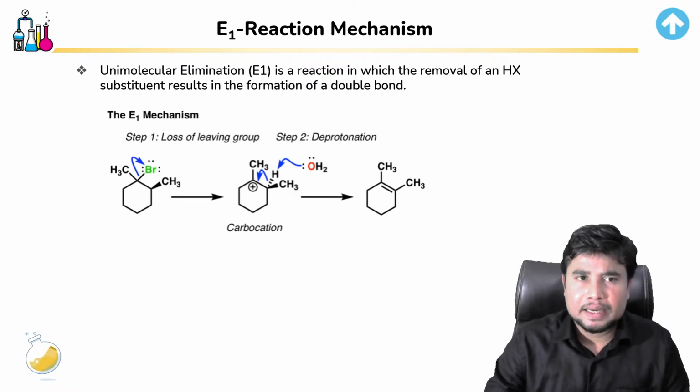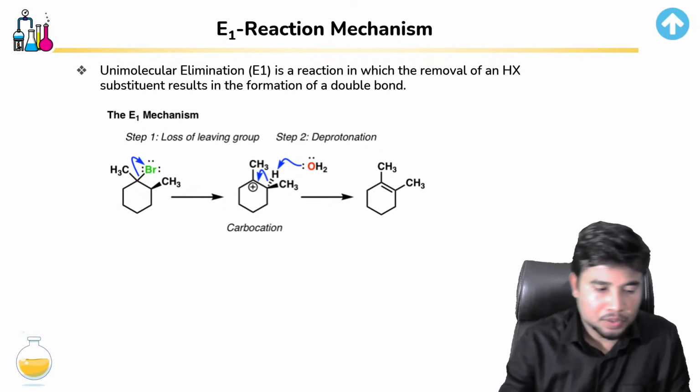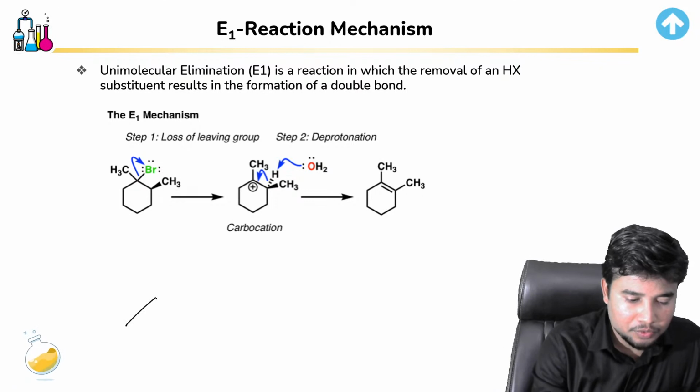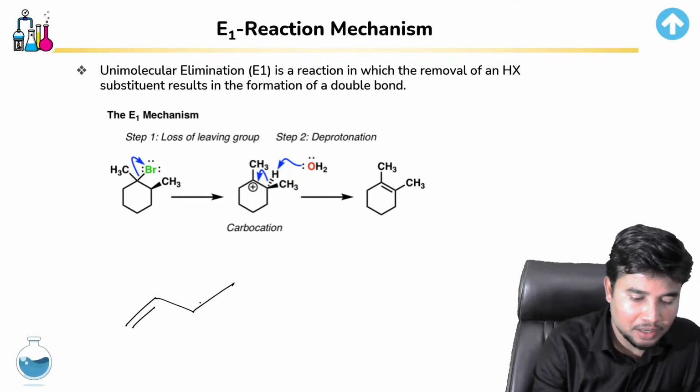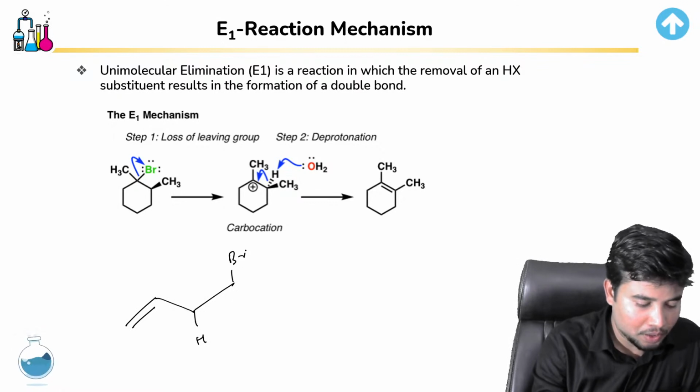We'll just understand how the mechanism works. So we'll see here for the E1 mechanism, we have to have a hydrogen and a halogen over here.